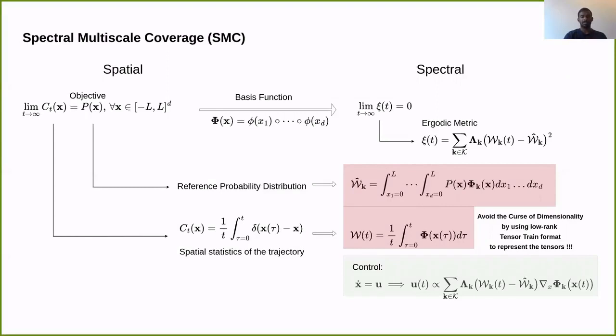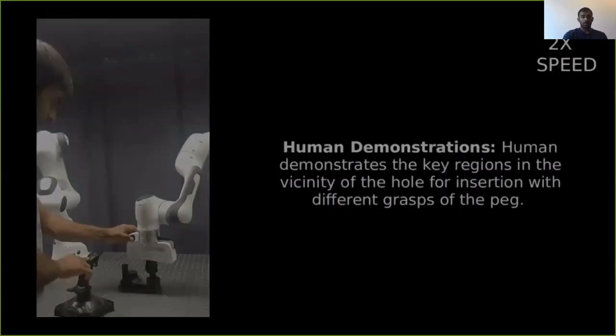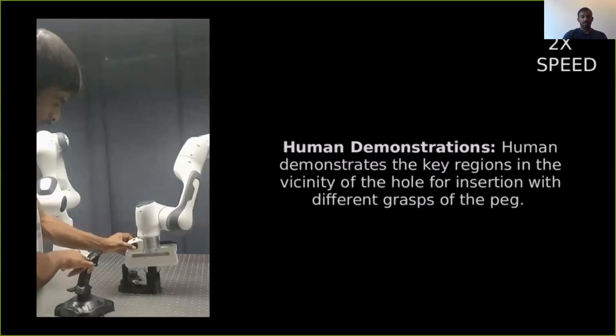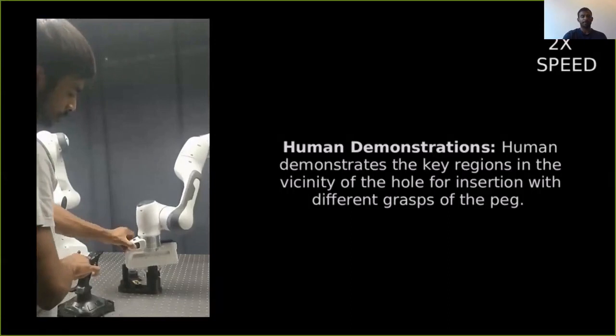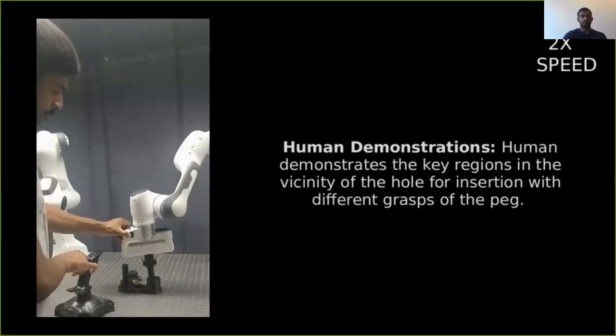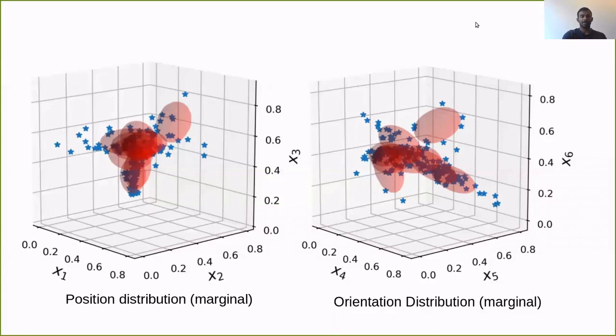Now we apply this to the insertion task. We model the end effector holding the peg as a 6D point mass system with position and orientation as the state and the control being the velocity. The human demonstrates the key region in the vicinity of the hole for insertion with different possible grasps of the peg. The positions and orientations demonstrated by the human for various grasps are modeled using a Gaussian mixture model. This serves as a reference distribution for exploration.